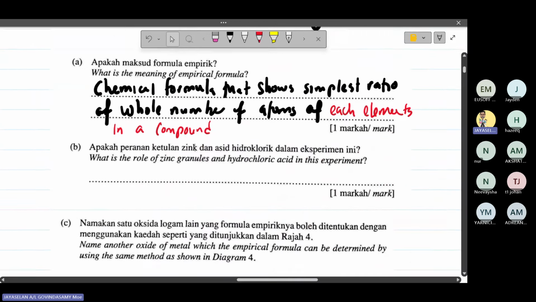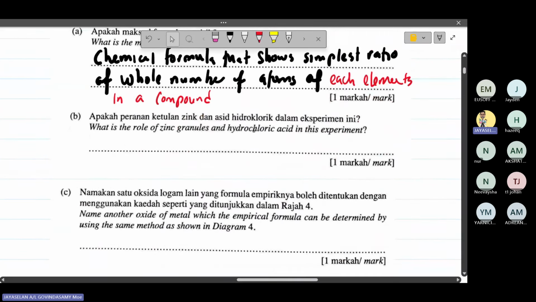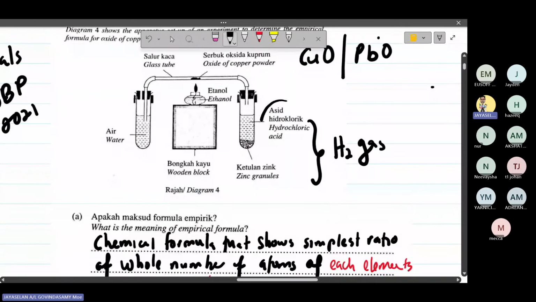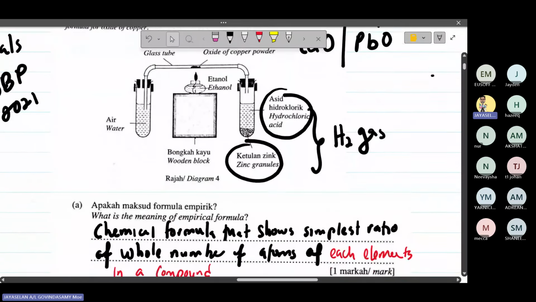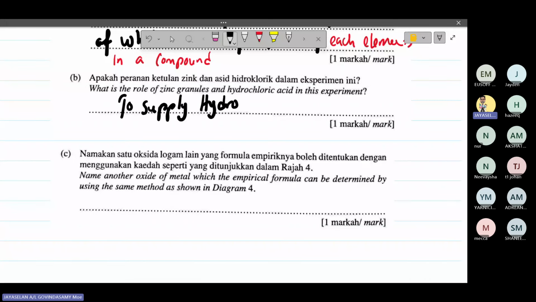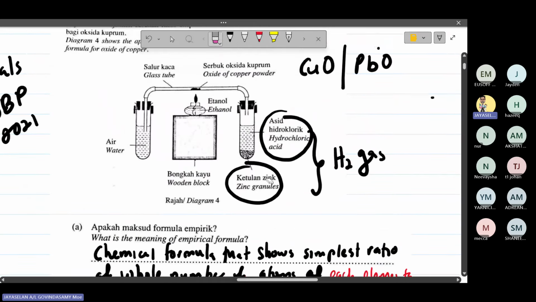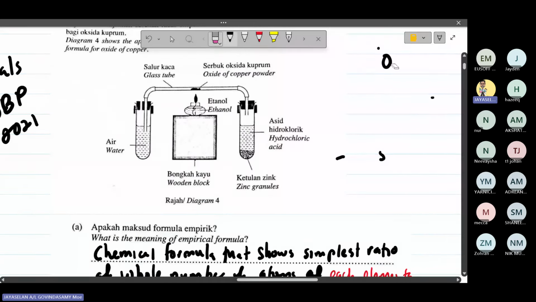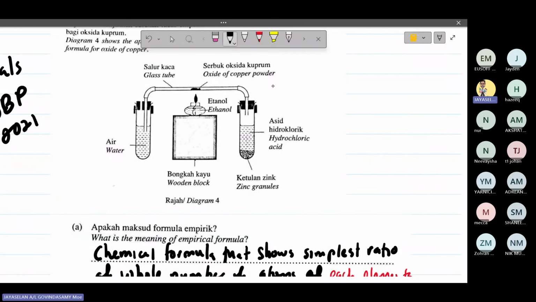All right, so next one, we try to go for role of zinc and hydrochloric acid. So since you already know, so you put here is used to do what? It's used to supply. Supply what gas? Supply hydrogen gas. Because in this reaction, we will take copper oxide, right? Copper oxide you can get from the magma, you know. So copper oxide we can take from the magma and we have to react with what gas? We have to react with hydrogen gas.